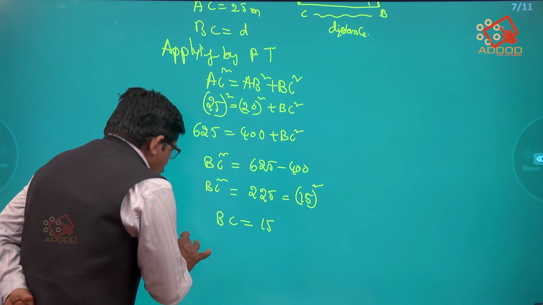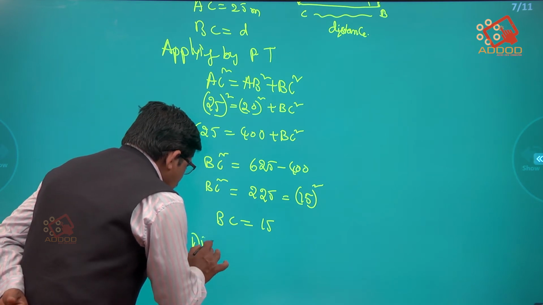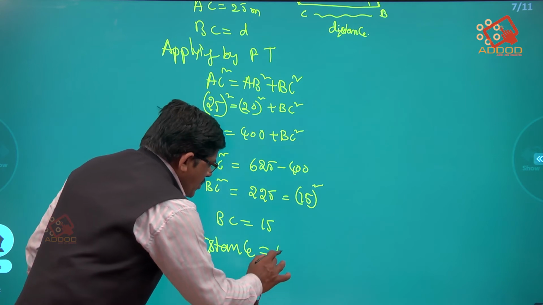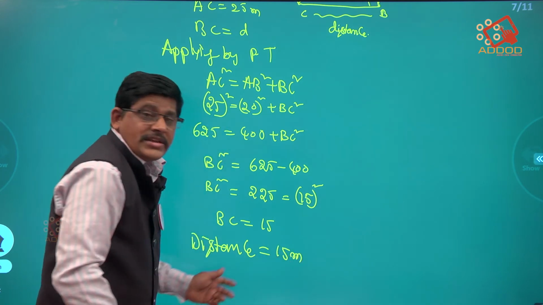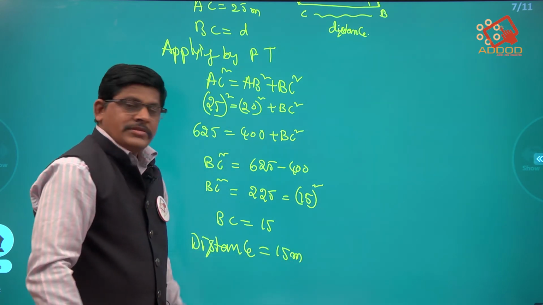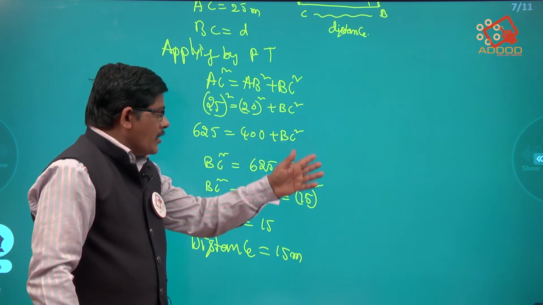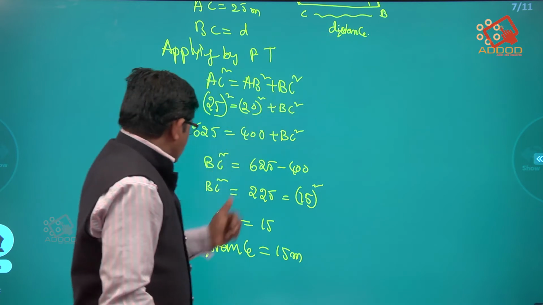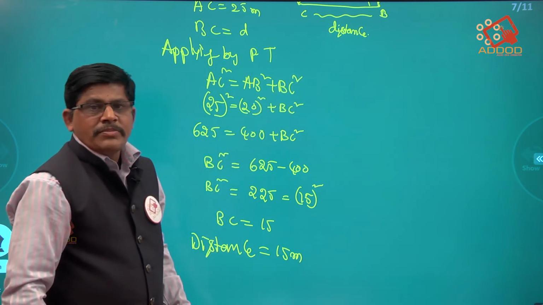So BC is the distance. Distance is equal to 15, which means 15 meters. Take care to write the unit, the measurement 15 meters. The distance from C to B, the foot of the ladder from the building, is equal to 15 meters.